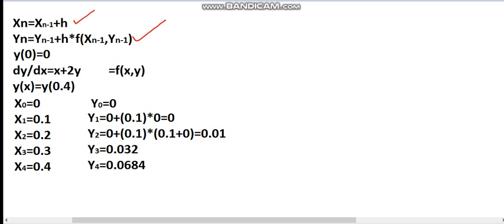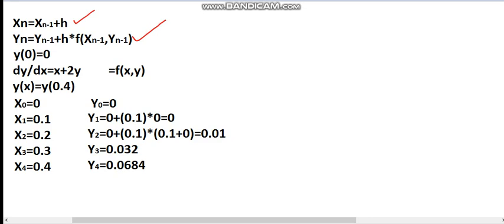The first one is xn equal to xn minus 1 plus h. So xn minus 1 is the x value just before the nth value. The nth value of x will be equal to the n minus 1th value of x plus h, where h is the small step size. For example it can be 0.1, 0.2, 0.3 etc., in any values, and when it is very small, the solution will be more accurate.